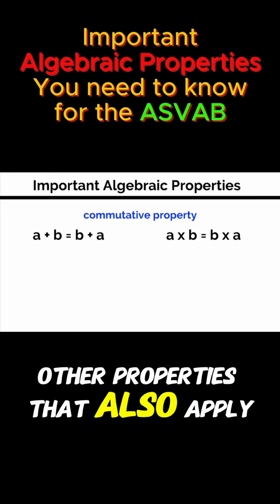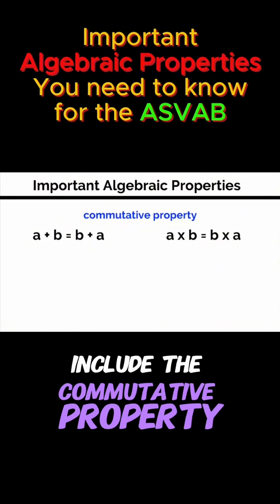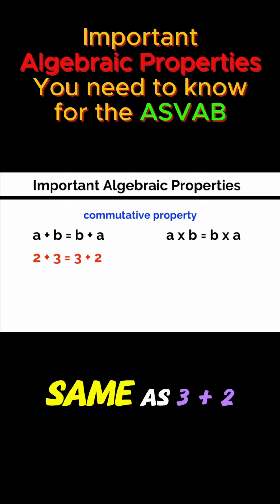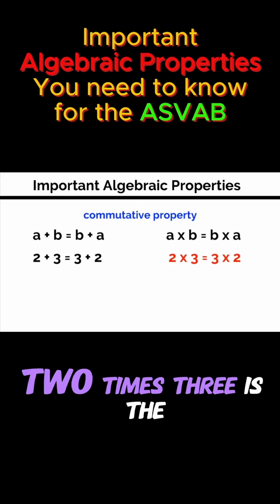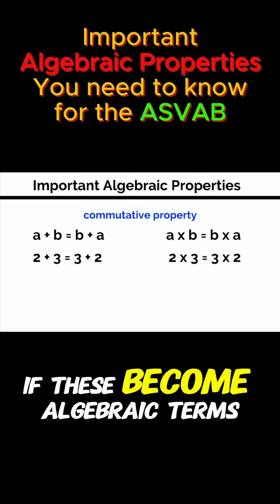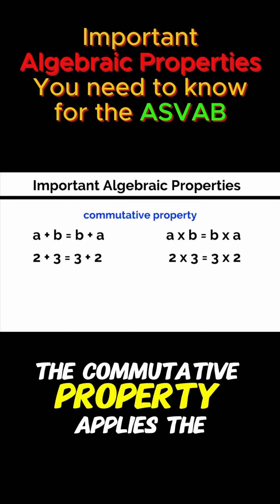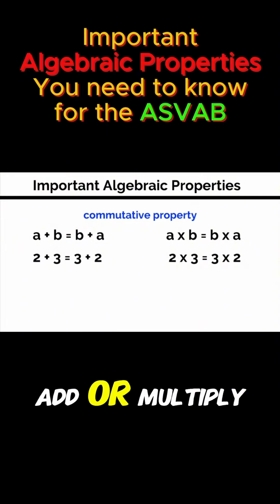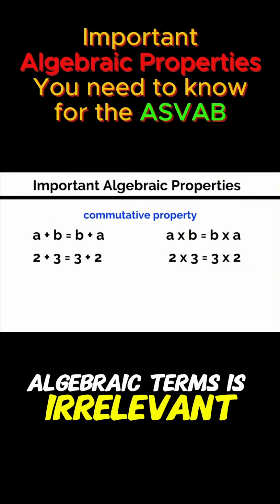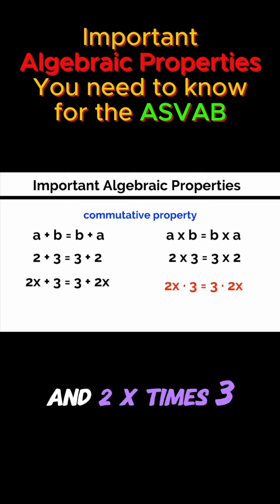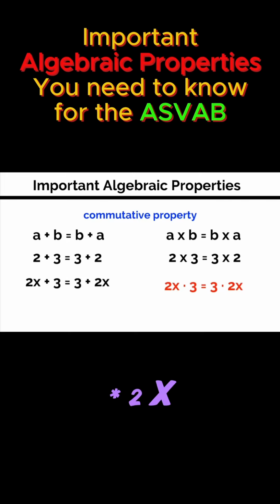Other properties that also apply include the commutative property for addition and multiplication. 2 plus 3 is the same as 3 plus 2. 2 times 3 is the same as 3 times 2. If these become algebraic terms, the commutative property applies the same exact way. The order in which we add or multiply algebraic terms is irrelevant. 2x plus 3 is the same as 3 plus 2x, and 2x times 3 is the same as 3 times 2x.